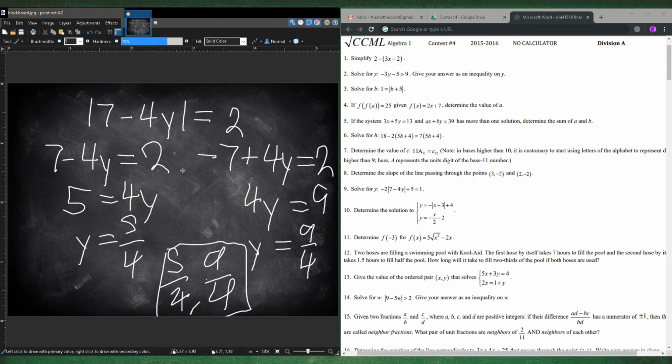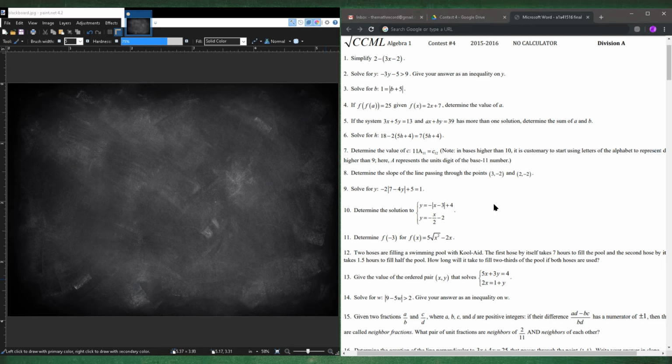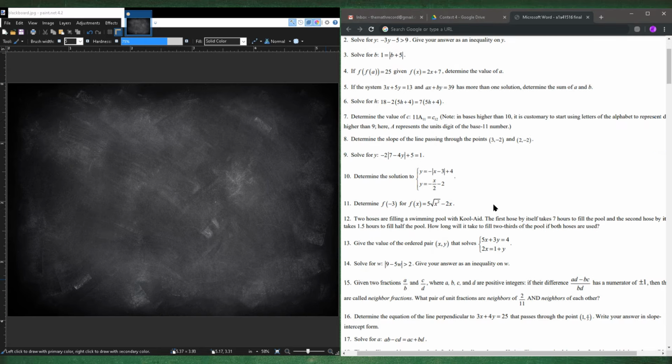Basically just that simple. It's just a little bit more difficult than question 3. Question 10. Determine the solution to y is equal to negative absolute value of x minus 3 plus 4, and y is equal to negative x over 2 minus 2.